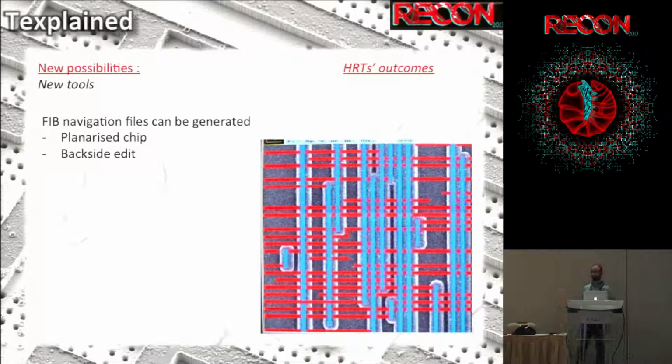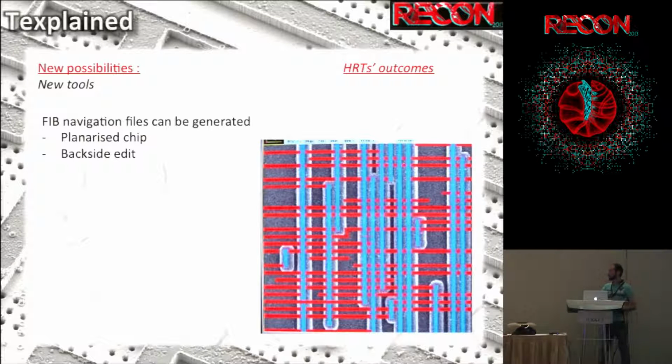And if you want to do a backside edit, you can also use this kind of things, you know. You will make one picture, maybe with an infrared camera, to have an idea of some positions, and put that on top of it, and now you can just navigate and find the things.